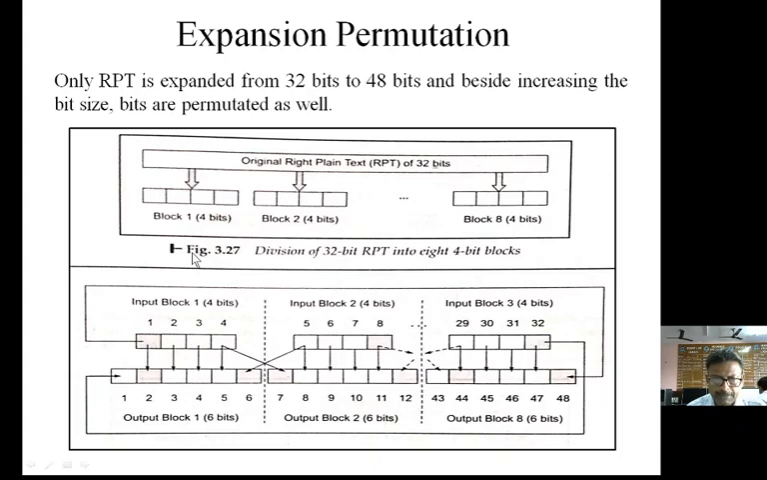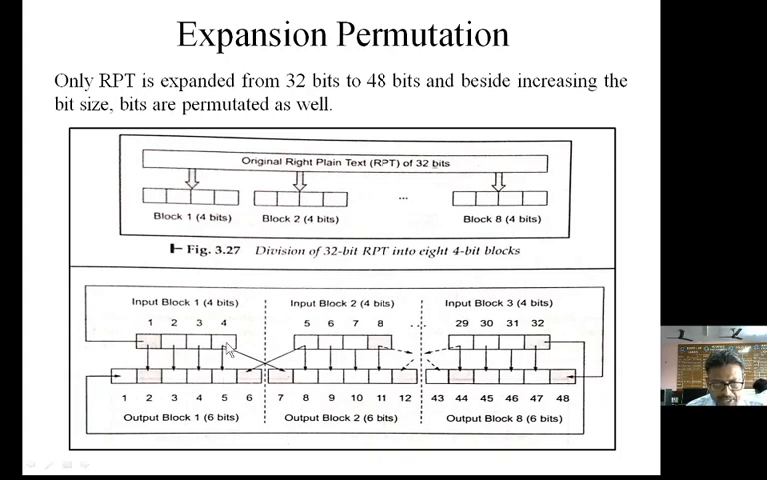So how is it done? First we take the first block, that is 1, 2, 3, 4. That 1, 2, 3, 4 has to be expanded into 1, 2, 3, 4, 5, 6. How is it done? The first bit of the original will become the second bit of the new one. The second bit will be copied as it is to the third one. The third will be copied as it is to the fourth one. The fourth will be copied as it is to the fifth one.